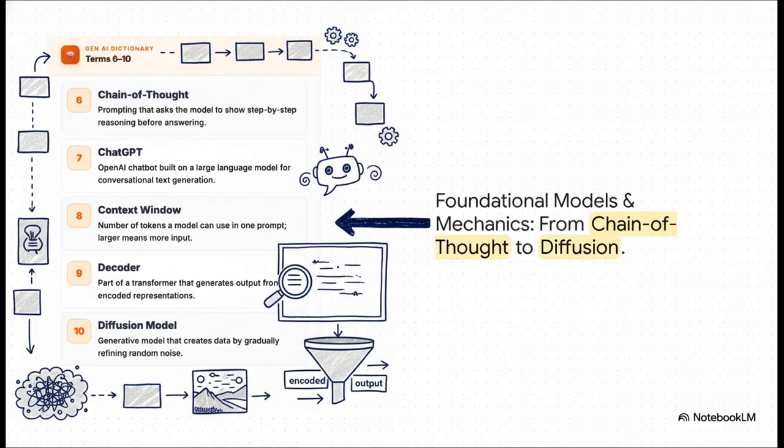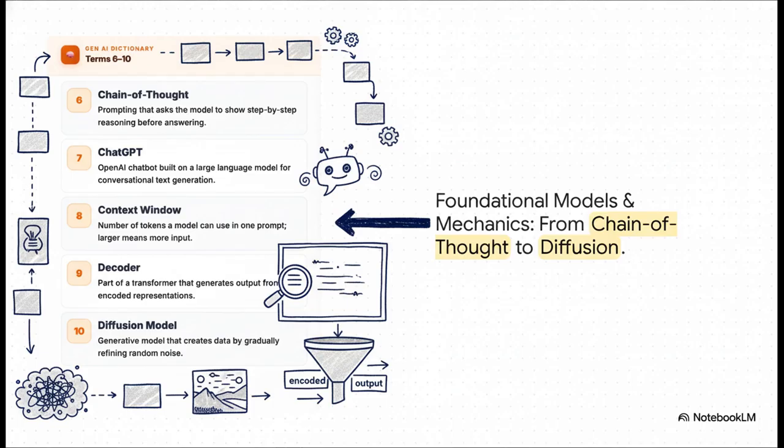Now, a key concept that makes tools like ChatGPT work is the context window. This is just the amount of information a model can remember and process at one time. A small window is like analyzing a single text message, but a large one can digest a whole 100-page report. This is a total game changer for business analysis. Next is the decoder. This is simply the part of the AI that generates the final output. In a translation tool, it takes the encoded meaning of your sentence and writes it out in the new language.